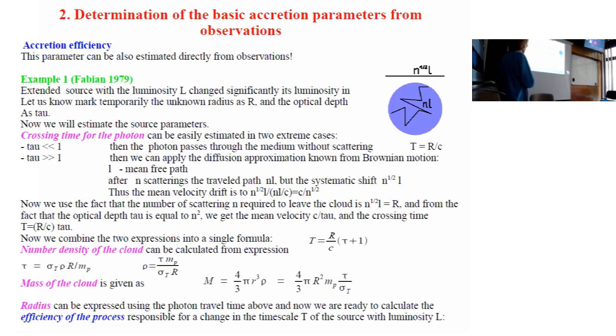Here we have to do something with the optical depth. So we are working now through the structure of the cloud. First, we relate the optical depth to the Thomson cross-section, and the cloud density. Here, this is in grams per cubic centimeter, and this is why the proton mass appeared, and this is the size of the cloud. So we can determine the density of the cloud from this formula, and we can determine the mass of the cloud.